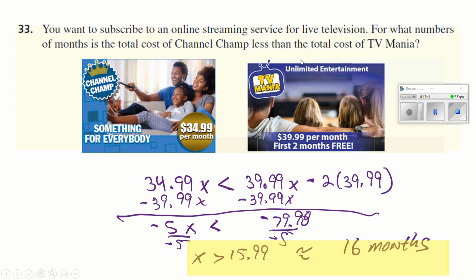About 16 months. That's the number of months after which the total cost of Channel Champ is going to be less than the total cost of TV Mania.